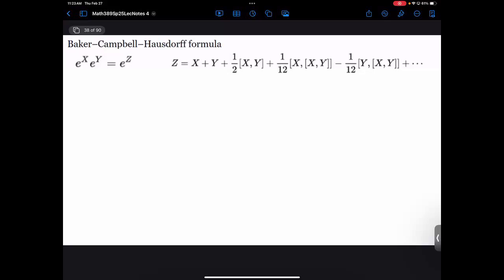So maybe you can find some matrices where x and y don't commute, but maybe x commutes with the commutator of x and y, and y commutes with the commutator of x and y. So is even that doable? Can you find two matrices x and y such that x commutes with the commutator of x and y, but x and y don't commute? I'll leave that as something for you to think about. How would we calculate this?